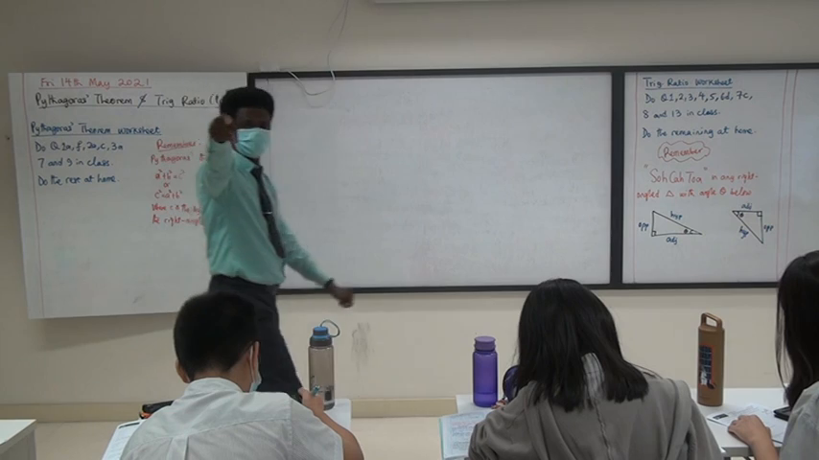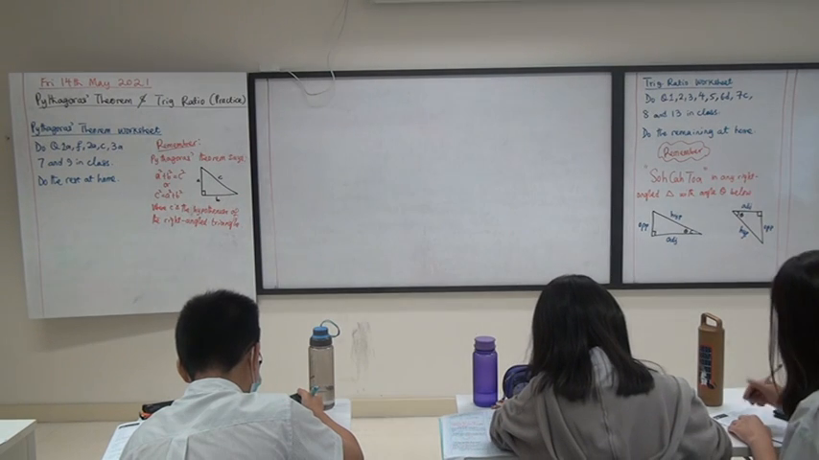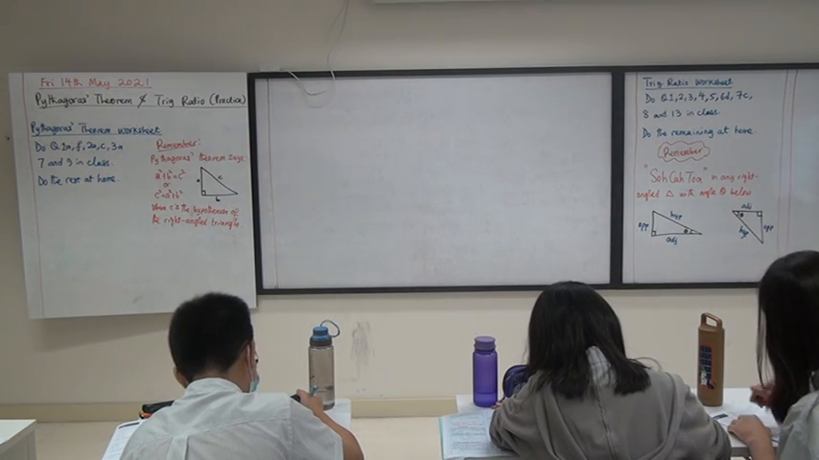Oh, why? Oh, Megan. Okay, I get it. Half AB squared, right? What the hell?